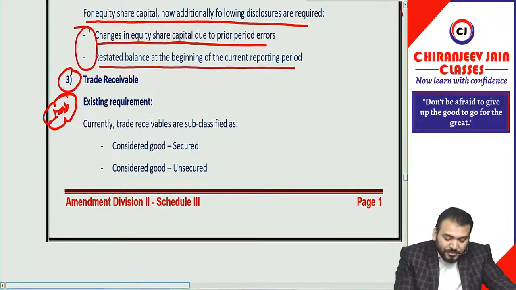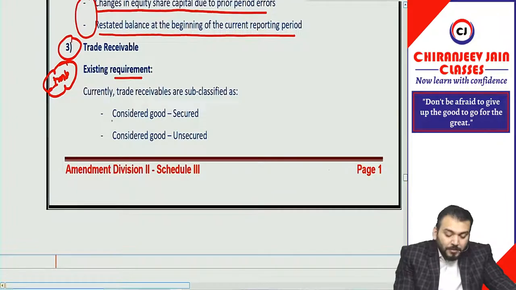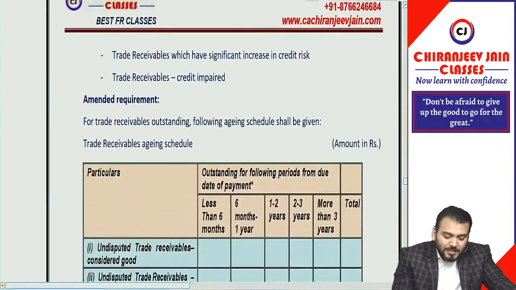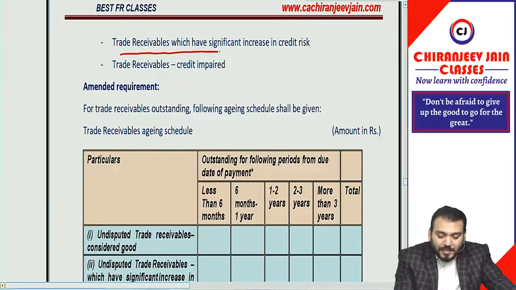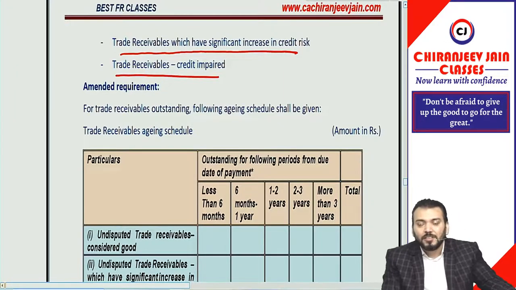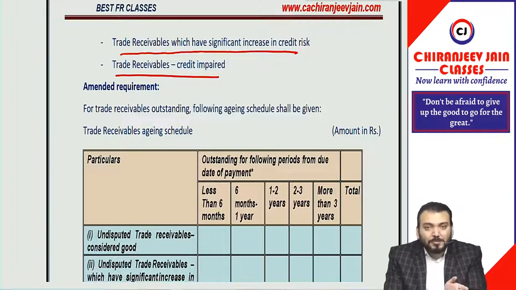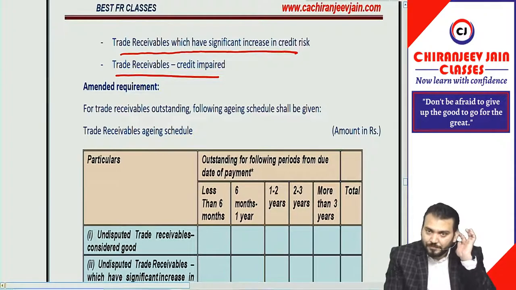Trade receivable. As per the existing requirement, meaning before amendment, trade receivables are sub-classified as considered good and secured, considered good and unsecured, and then trade receivables which have significant increase in credit risk, and trade receivables credit impaired. I hope you remember this. As per the existing requirement, before amendment, we used to classify trade receivables as considered good secured, considered good unsecured, trade receivables which have significantly increased credit risk, and trade receivables which are credit impaired. Got it?